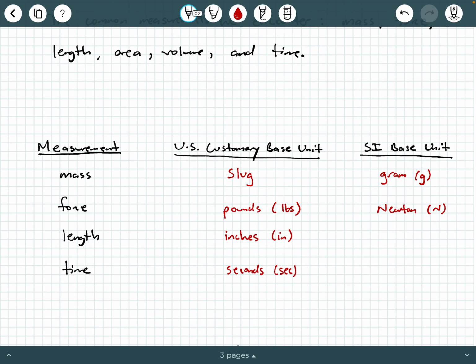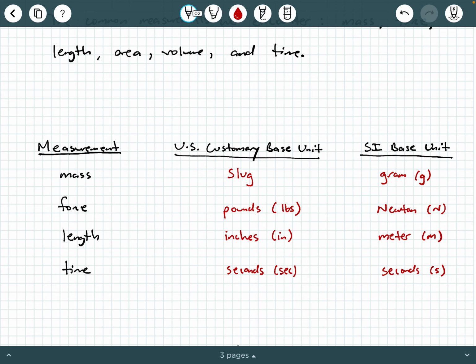The SI base unit for length is the meter, which we abbreviate as M. And the SI base unit for time, like in English units, is the second. So we're going to say seconds. Typically in SI units, you just see that as a little s, but you could write SEC if you want.